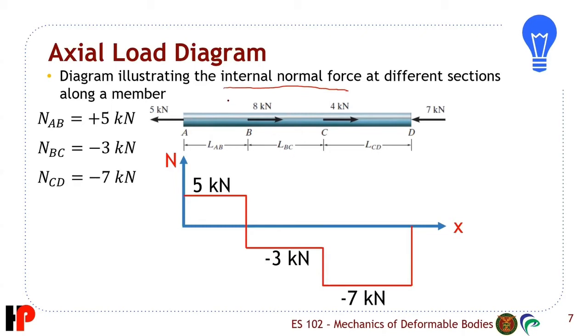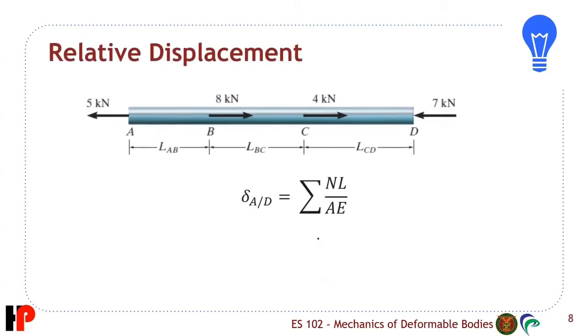Dito ba sa may 8, dito sa may 7. Pero using the diagram, you can now easily tell which section experiences the most axial force. Okay? So that's your axial load diagram. Now, balik tayo sa concept ni relative displacement. What we get from NL over A is the relative displacement of A with respect to D.